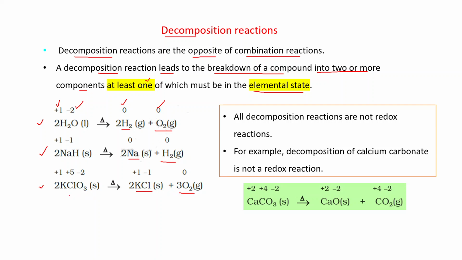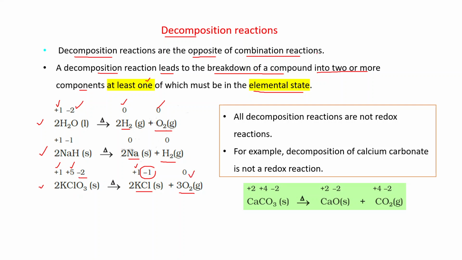Now in this case, there is no change in the oxidation number of potassium. This is plus 1 on the reactant side, and on the product side, this is plus 1. But if you see the oxidation number of chlorine, in KClO3 this is plus 5, but in KCl this is minus 1. In the same way, the oxidation number of oxygen on the reactant side is minus 2, and on the product side, this is 0.